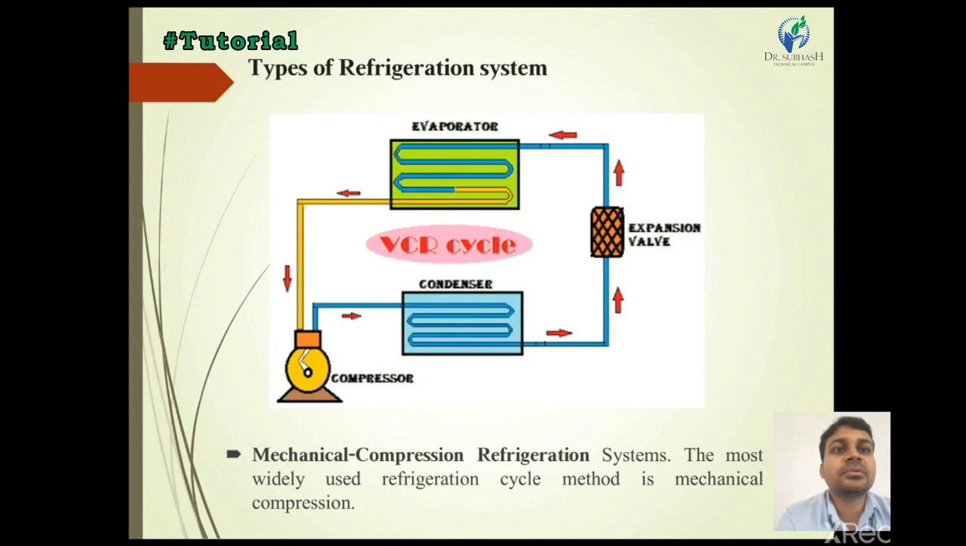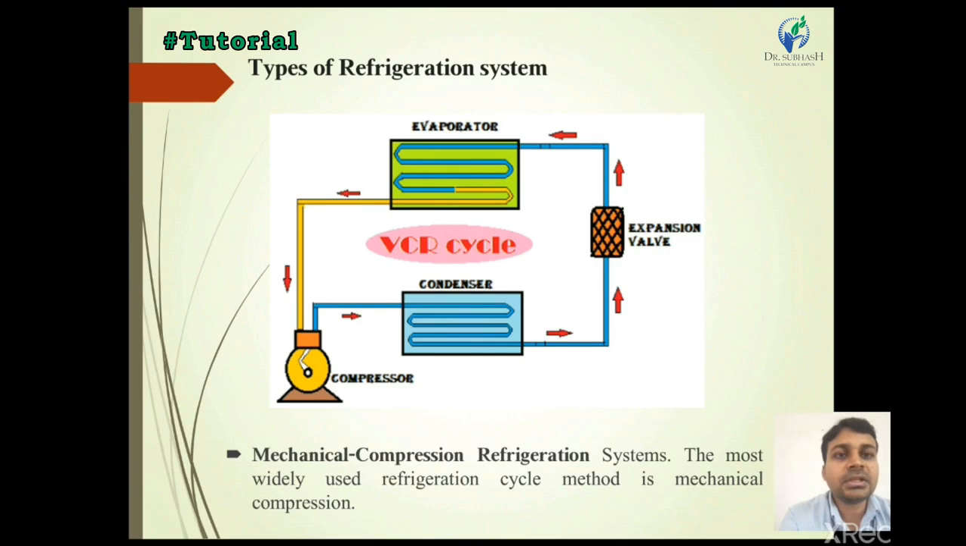There are some types of refrigeration system. The first type of refrigeration system is mechanical compression refrigeration, in other words, the vapor compression refrigeration system. In this system, the most widely used refrigeration method is the mechanical refrigeration system. It is widely used in the world. There are 4 component parts available.